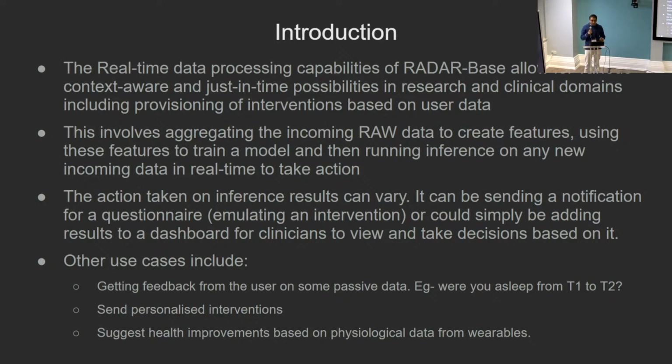That could be an intervention or just sending an email to the clinician. It could be anything. So the action can vary. Some other use cases of this could be getting feedback from the user on some passive data. So if our Fitbit data detected, okay, you were asleep from 10 p.m. last night, we can ask them in the morning, were you really asleep at that time? The second option is sending personalized interventions. And then lastly, we can also suggest health improvements based on physiological data from wearables.